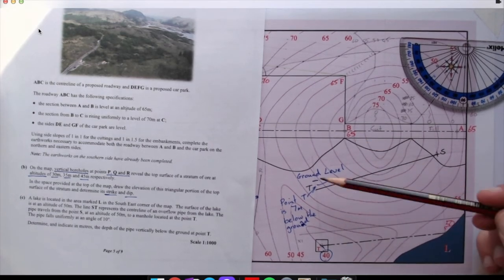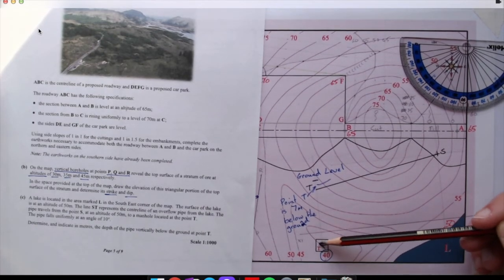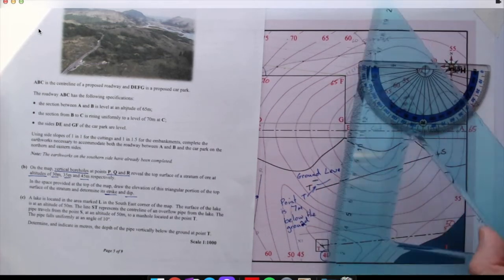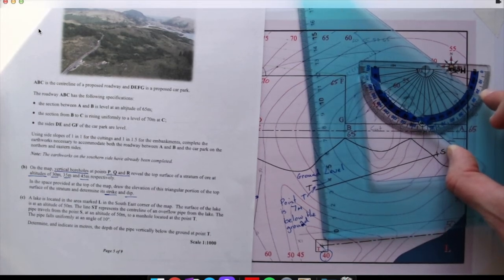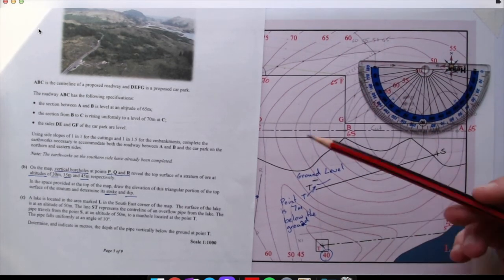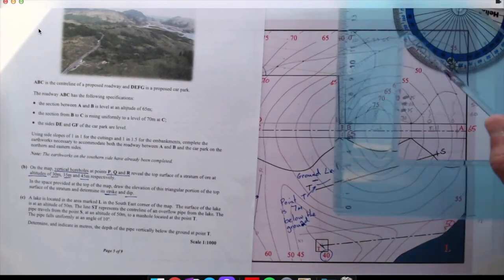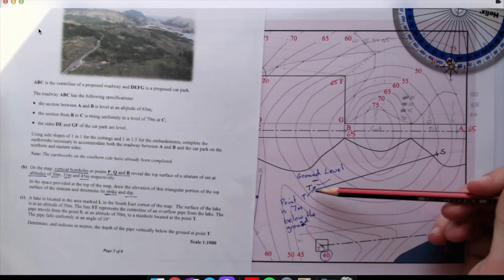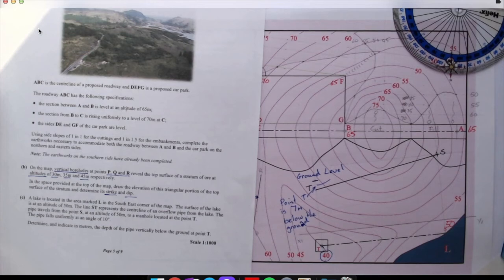So we need to know where ground level is, and the way that we know that is that T is on a contour line. It's on a 40 contour line. So I know that the ground level is here, just by measuring up my 40 millimeters from my XY line. What I can then do is measure the distance between the ground and the point T, which down there is 7 millimeters, so 7 meters. And then I just put in here that point T is 7 meters below the ground. Okay, and that gets me my marks for that question.